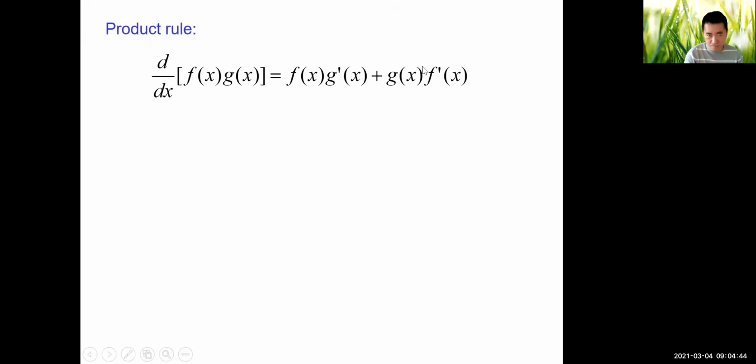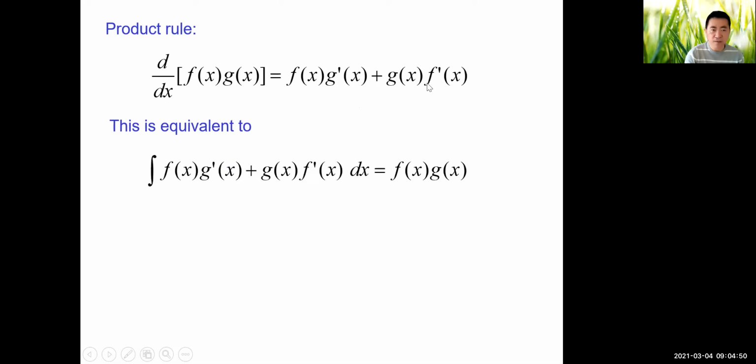Here's the product rule, right? And then integrate both sides. I switch the order so that it'll be easier to follow. If you integrate the left and the right hand side, then the derivative and antiderivative cancel out, and that becomes f(x) times g(x). So flip the equation. Okay, so we get that.